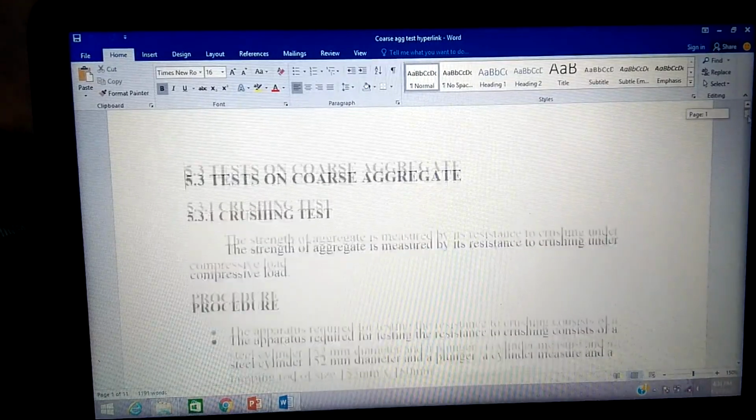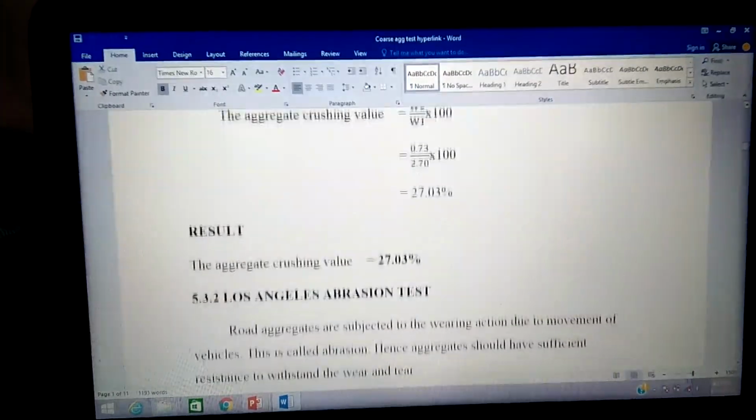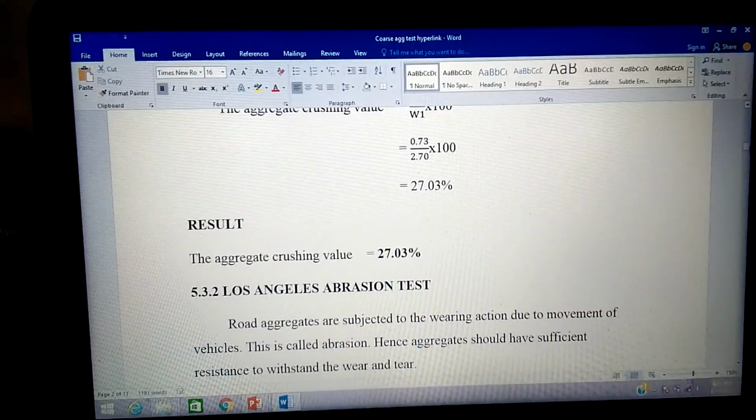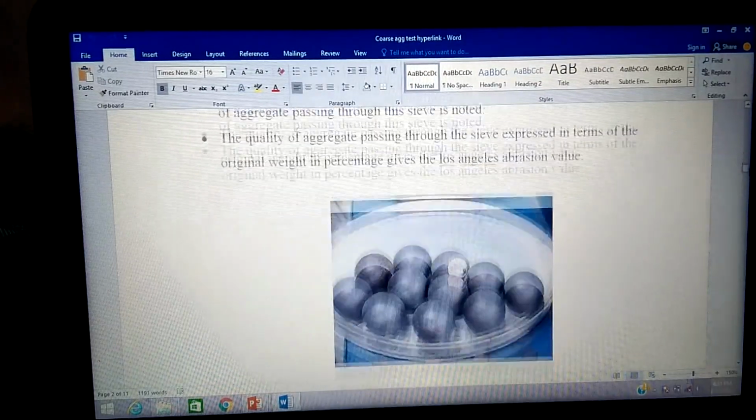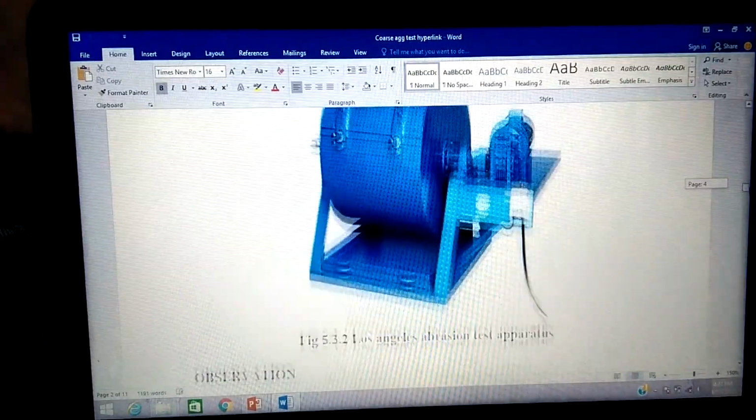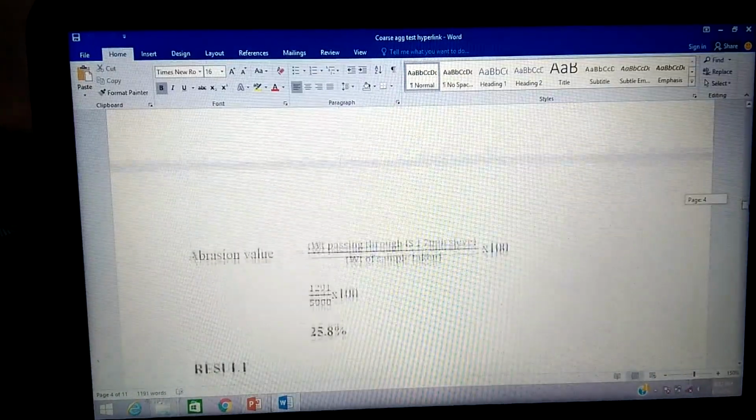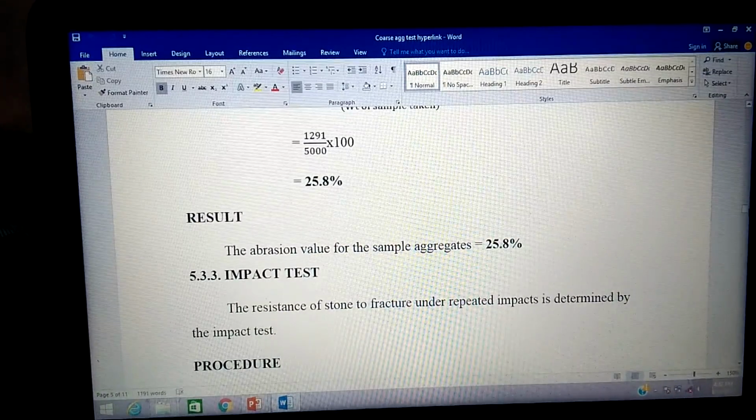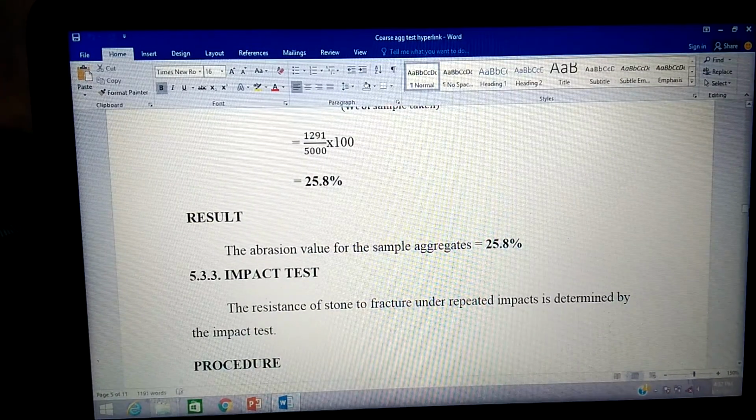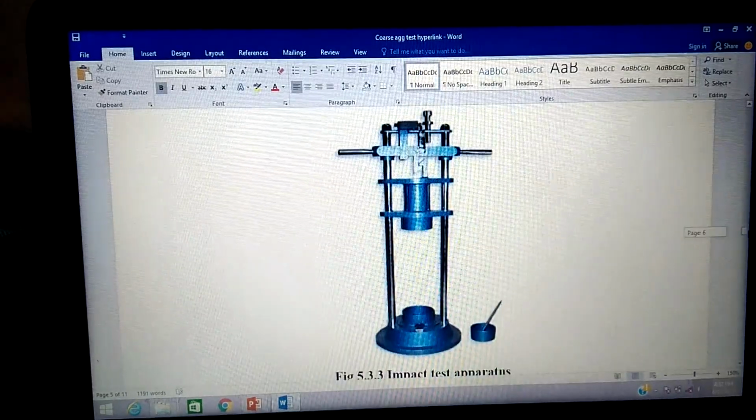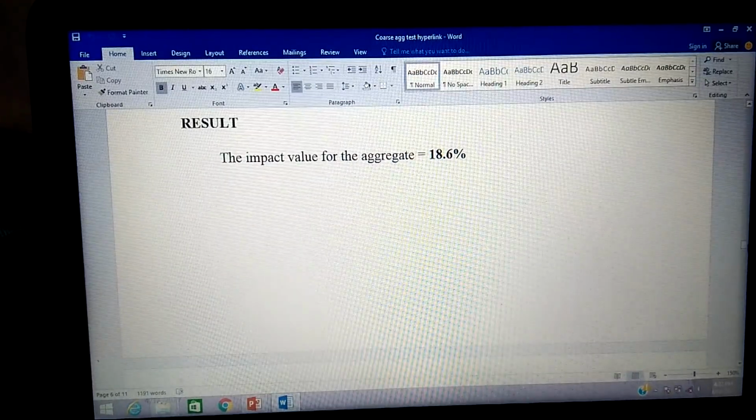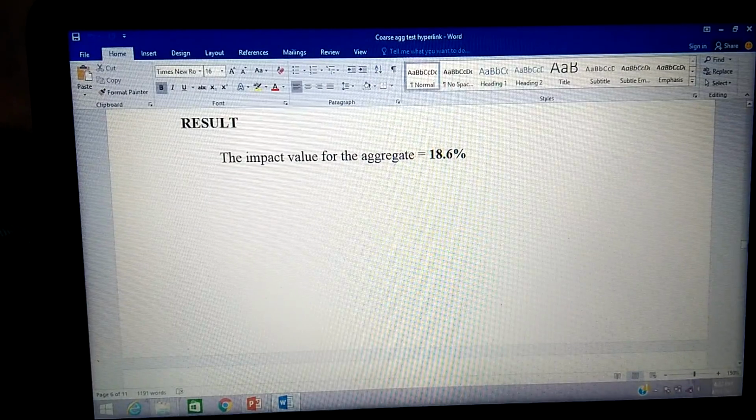First one, crushing strength. We got 27.03% for crushing strength. Then abrasion. This test has been done to see the abrasion effect of the coarse aggregate. This is the result we got, a value of 25.8%. Next one, impact. This is done to check the resistance of our coarse aggregate. The impact value of our coarse aggregate is 18.6%.